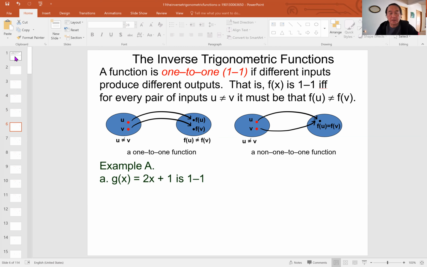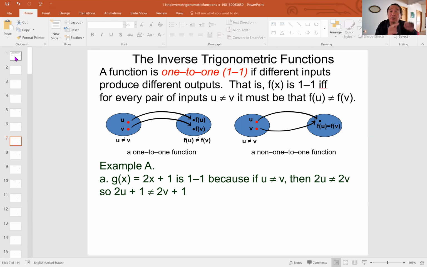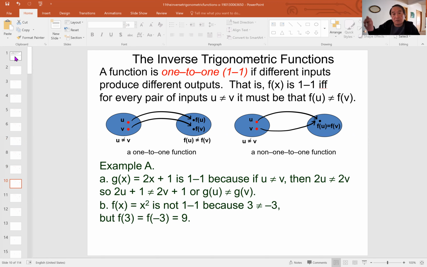In particular, 2x plus 1 is one-to-one. It's easy to see. If I put two different numbers in there and double them, add on 1 to both of the answers, of course I wind up with different results, right? On the other hand, x squared is not one-to-one because I take 3, put in 3 squared, I get 9, and putting in minus 3 squared, I get 9 also. So squaring is not one-to-one.